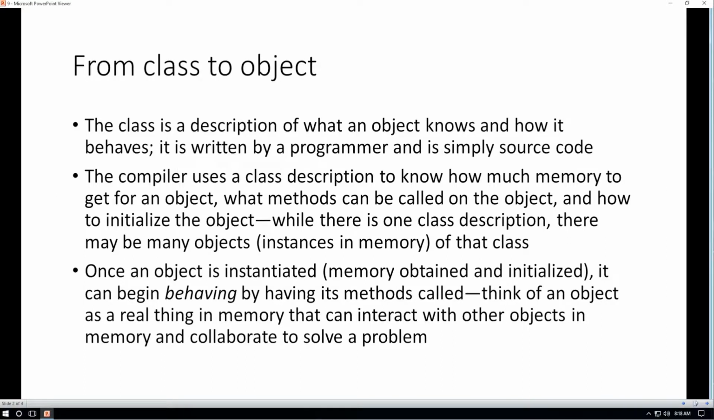The compiler uses this class description to know how much memory to get, how to initialize an object, how to manipulate an object, etc. The object lives in memory. The class lives in your source file, but the compiler uses the information from the source file to create the memory version. Once an object is created in memory or instantiated and initialized, it can begin behaving by having methods called on it. They will manipulate or compute or do something with that object and return results in most cases.